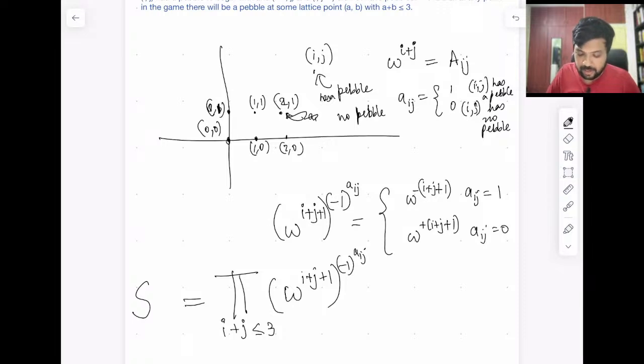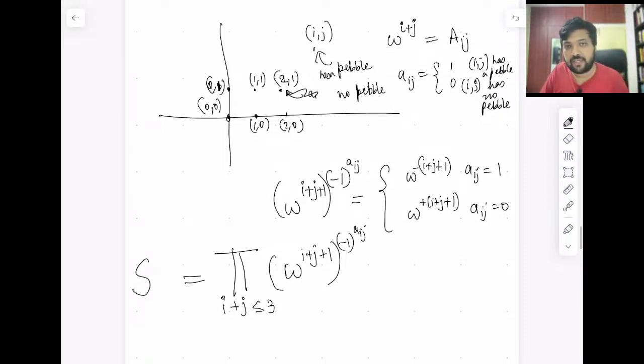Now, what is the point of this calculation? I think the point of Lauren's calculation is the following. Why did he come up with this? What is the point here?